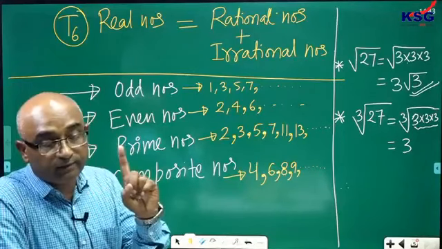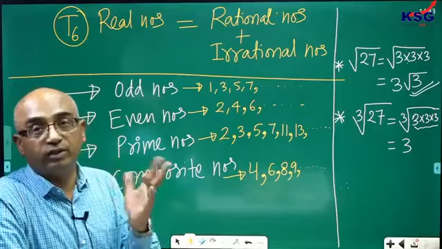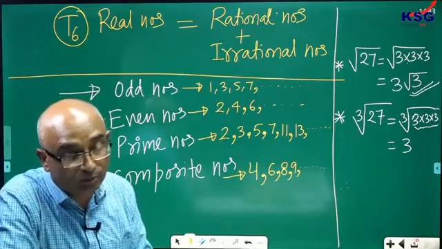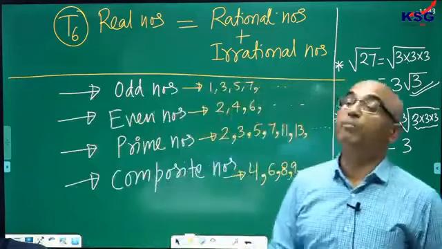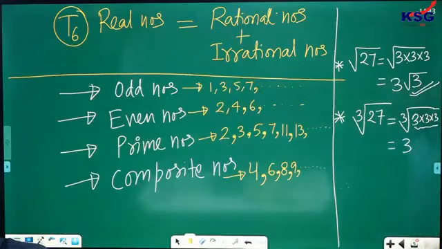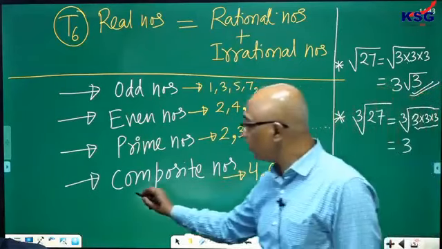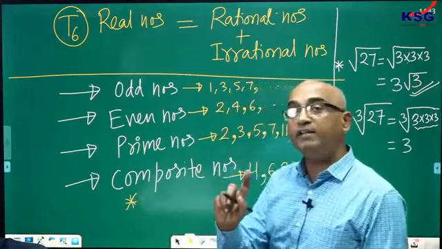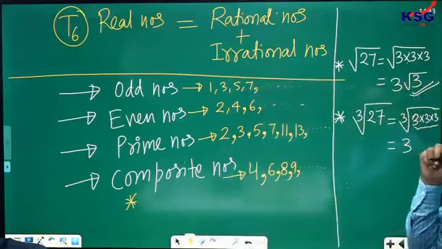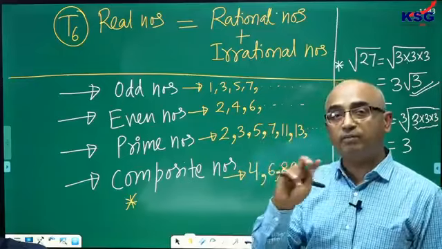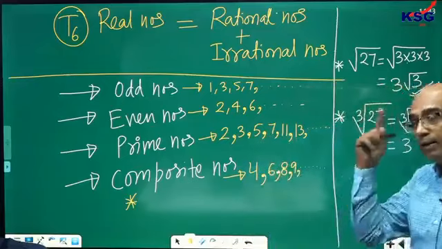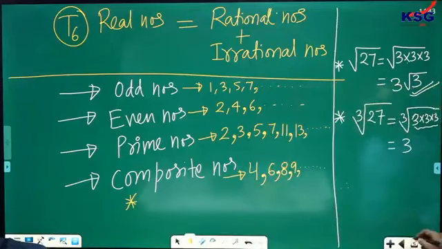Number 1 is neither prime nor composite. Okay, so write one note, student: 1 is neither prime nor composite. So all these basics, don't compromise. Must revise properly. Okay. Very good.